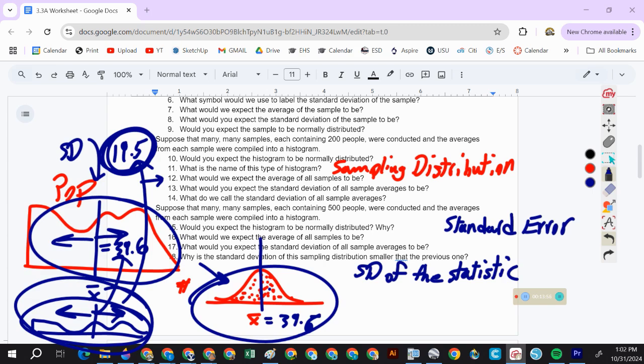But the SD of the statistic is a formula which is, it was in 3.3 in Zybook. Anybody remember it? It is S, well, it's actually not S. It's sigma divided by the square root of n.